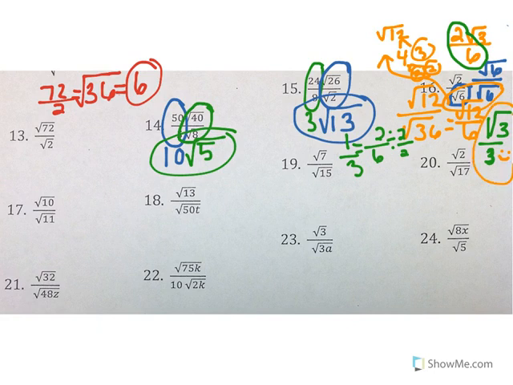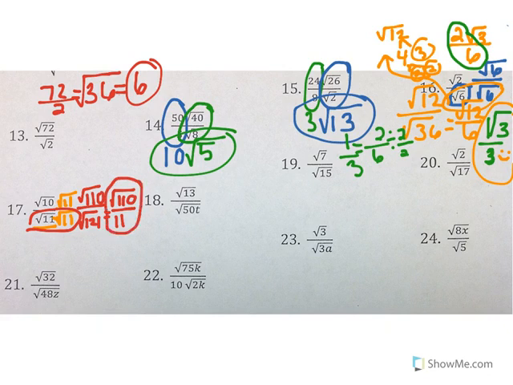Okay, number 17 is going to be set up the same way. You cannot divide those, so you have to rationalize. That means I have to multiply the top and bottom by the denominator. So when I multiply the bottom, of course I get the square root of 121, which is 11. And then on the top, when I multiply those together, I get the square root of 110. And I cannot break that down any further, so my answer is just the square root of 110 over 11. And I'm happy because the bottom is not a square root.